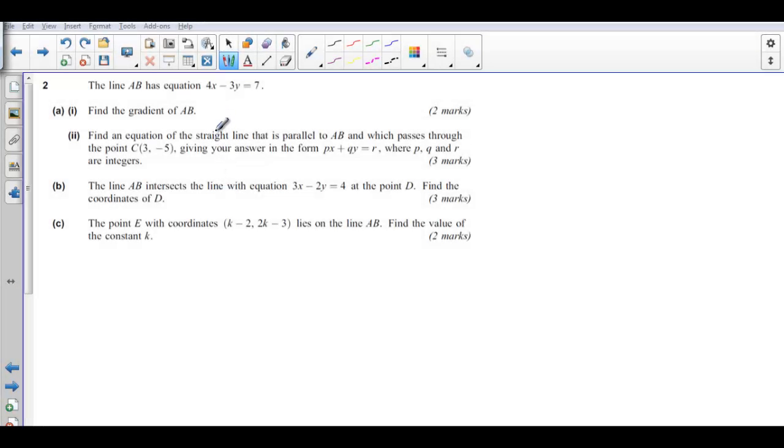Okay, so this is question 2. We've got a coordinate geometry question. We're given the line AB, which has this equation here. We're told, for 2 marks, find the gradient of this line.